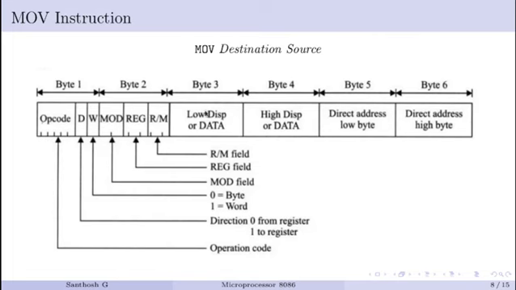Now, the move instruction may use a memory addressing to specify the address of the memory locations. It may involve a displacement, and byte numbers 3 and 4 hold the values of the displacement. The lower byte of the displacement will be in byte 3, and the higher byte of the displacement will be in byte 4. Now, if you are using a direct addressing scheme, then the direct address is specified in byte numbers 5 and 6. Here again, the lower byte will be in byte number 5, and the higher byte will be in byte number 6.